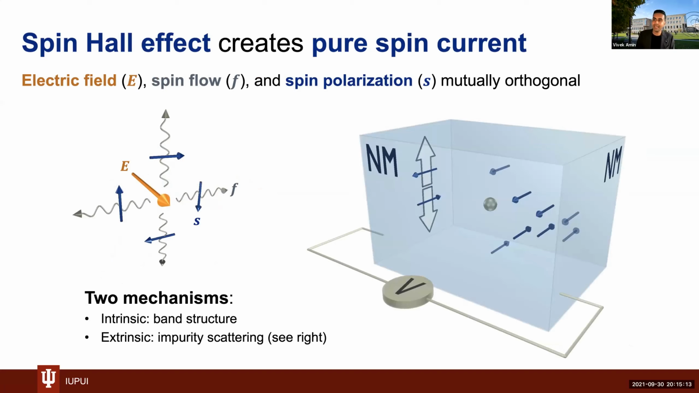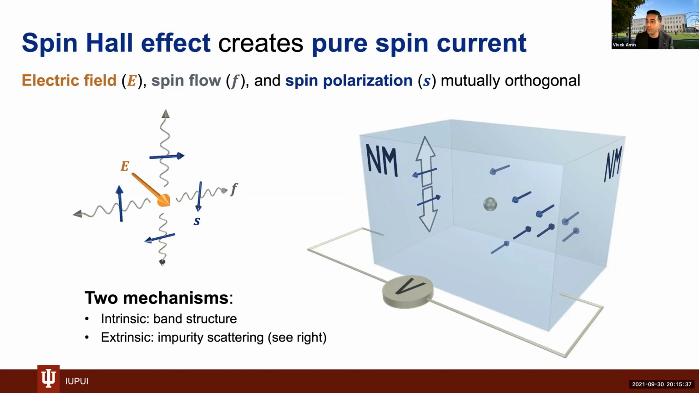And what will happen, and this is guaranteed by symmetry, is that if we have the electric field in one direction, so the current flow in one direction, we get spin currents which are flowing perpendicular to the electric field, but the spin direction itself is perpendicular both to the flow and the electric field. So I know that's complicated, but essentially what we're saying is that the electric field, the spin flow, and the spin direction must be mutually orthogonal.